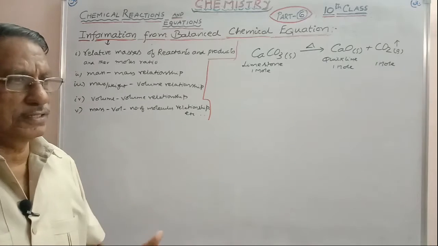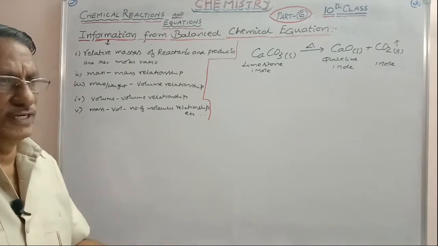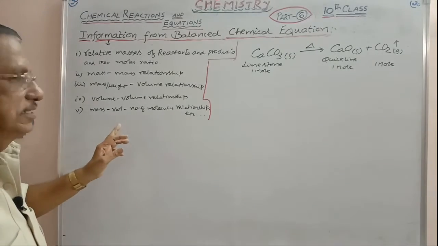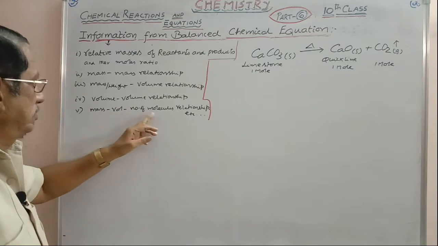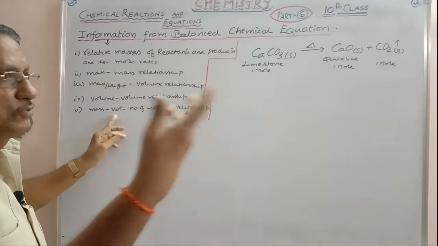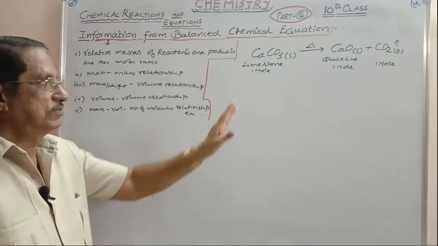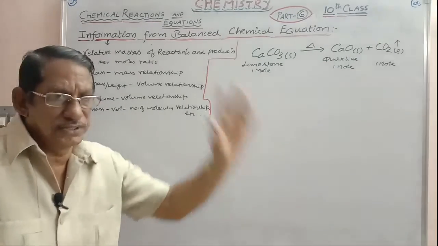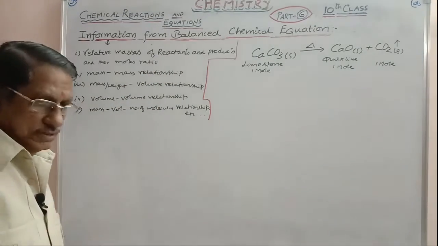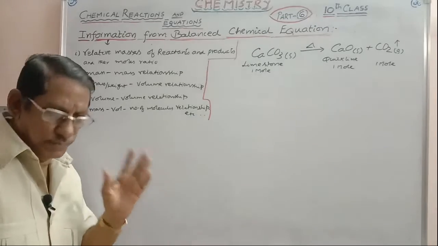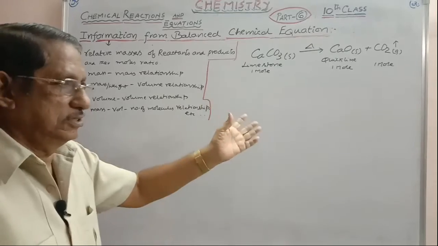Or simply, for gases you can also express moles, and moles mean weights, and so you can also get the relationship between mass, volume, and number of molecules, because 1 mole is contained in 22.4 liters. 22.4 liters equals 1 mole. So the mass, volume, number of molecules relationship can also be obtained from the completely balanced equation. This is the type of information you get from the balanced equation, and it is very useful in doing problems. If you want to solve problems based on chemical equations, you have to remember all these points.